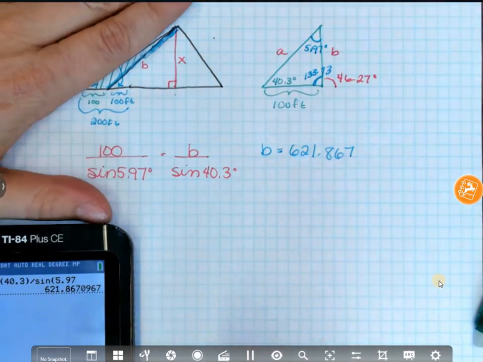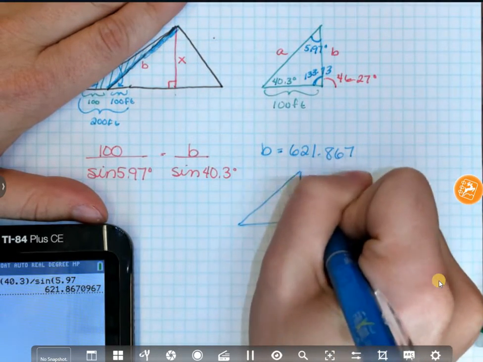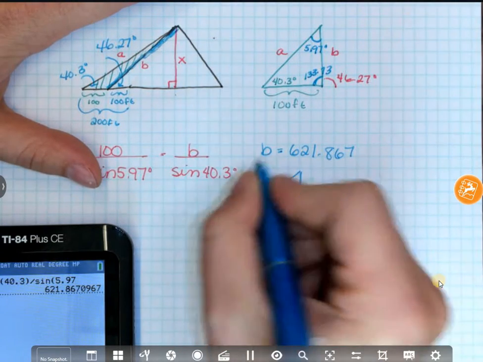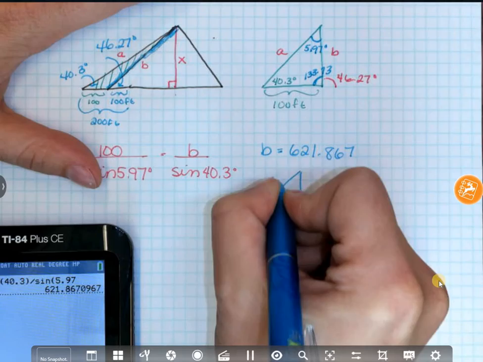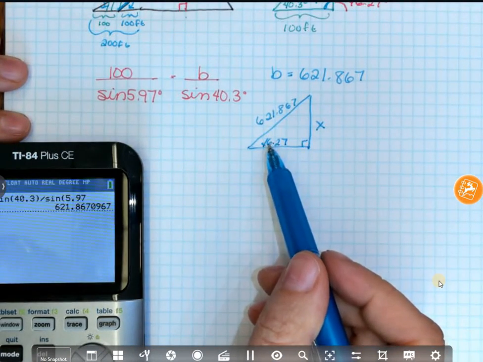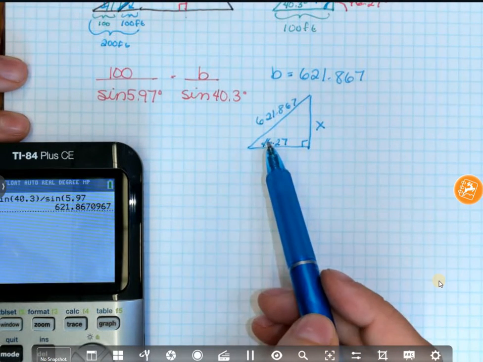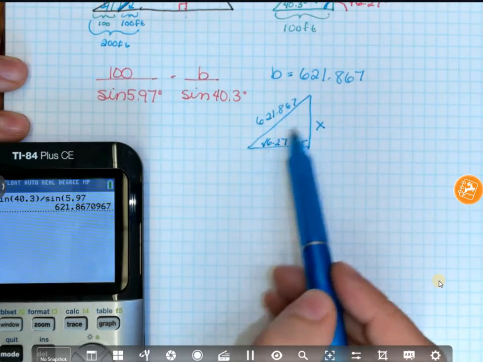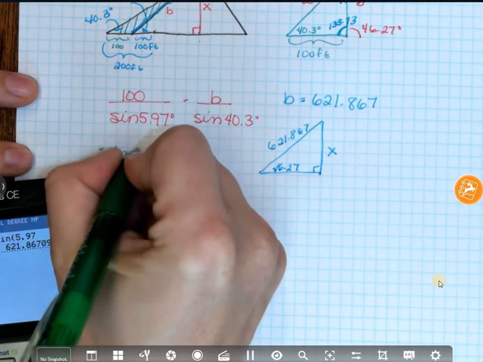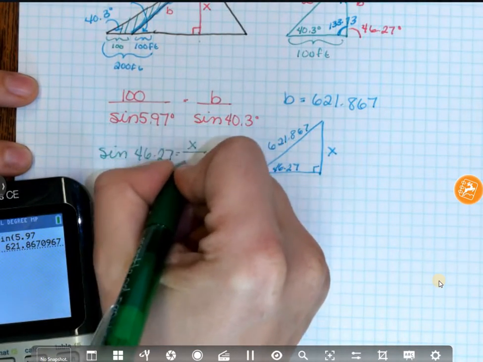So now all I'm going to worry about is the triangle that has my X in it with the right angle, has 46.27, and has 621.867. Since this is a right triangle, all I need to do is use regular old trig. So which trig ratio do I use? Sine, because that's opposite and hypotenuse. So I will say the sine of 46.27 is opposite over hypotenuse.